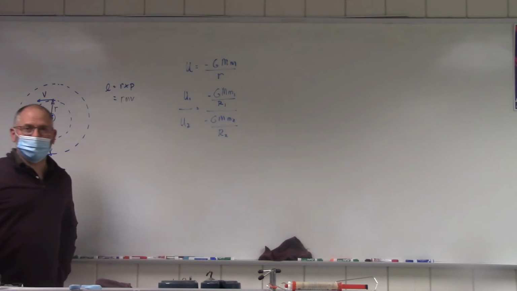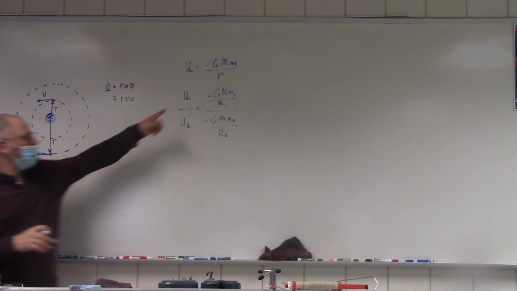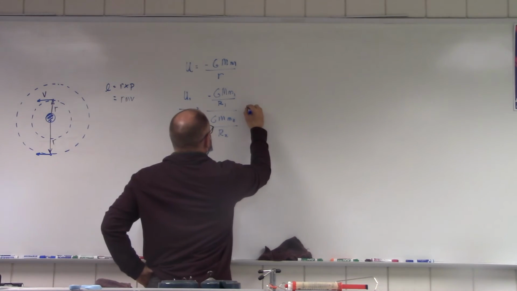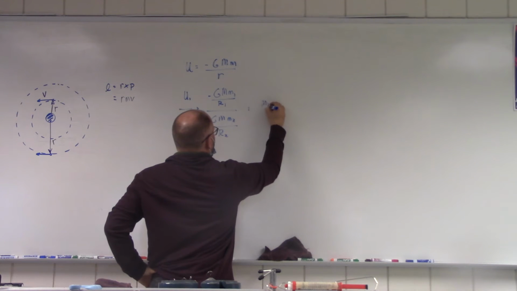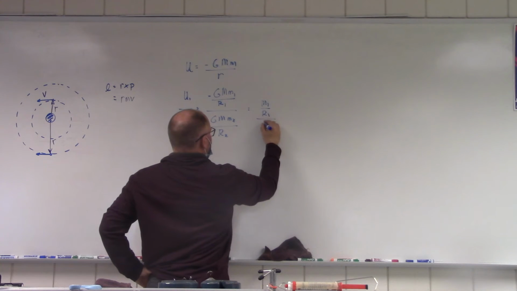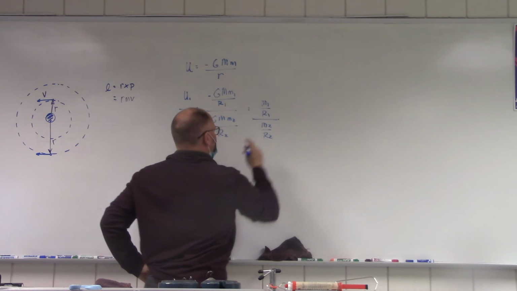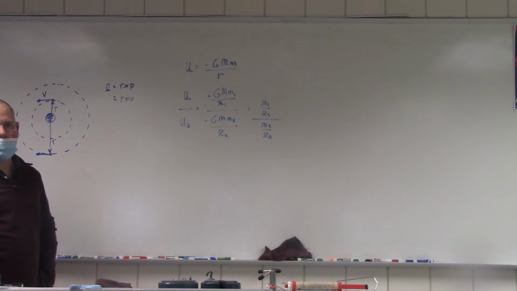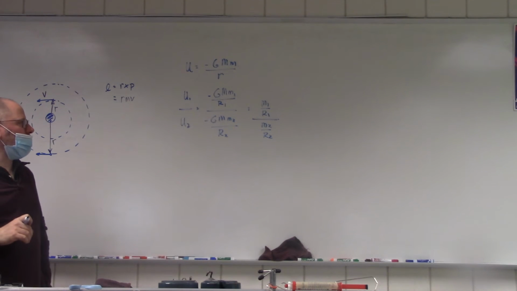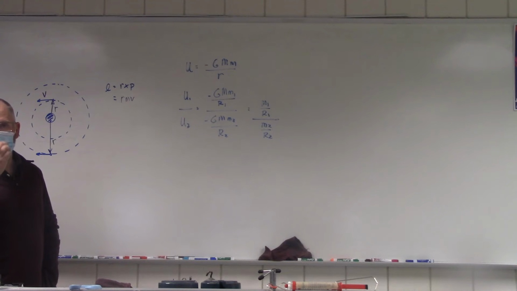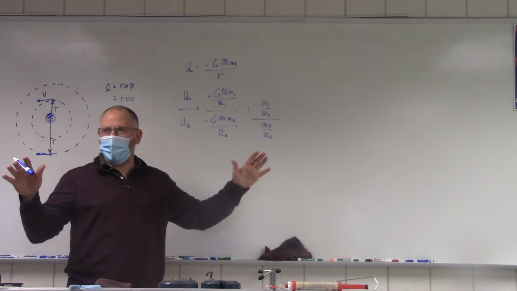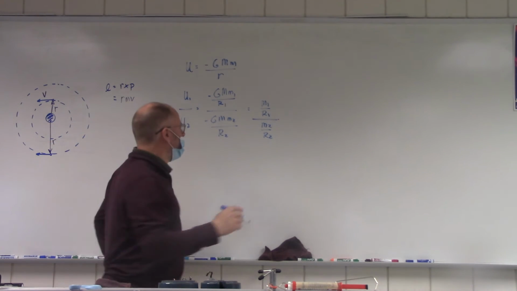So I like this because it simplifies very quickly. The G's and the big M's and the negatives all go away, and you're left with M1 divided by R1, divided by M2 divided by R2. But if I'm going to divide a fraction by another fraction, what's that the same as doing? This is from 4th grade math. You multiply by the reciprocal. Dividing by a fraction is multiplying by the reciprocal.